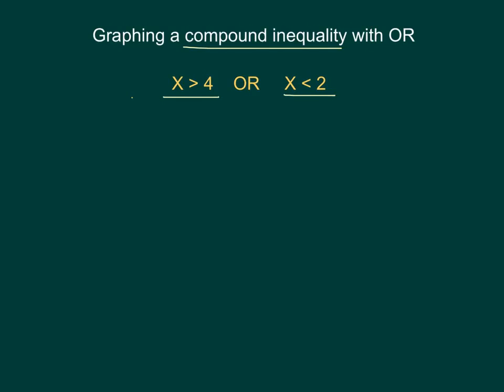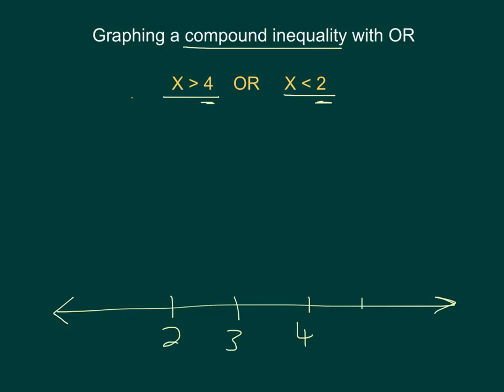To draw this, we're going to need our number line. Remember to put the arrows at the ends. We're also going to need the number 2 and the number 4 somewhere on our number line. We can then fill in some more numbers to be clear.